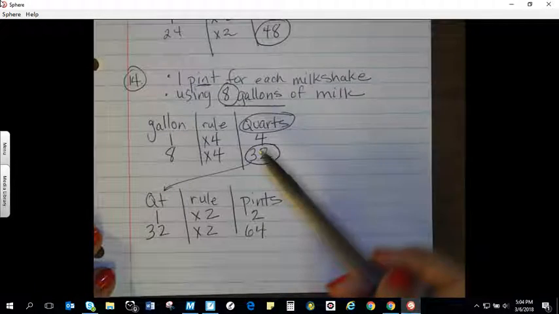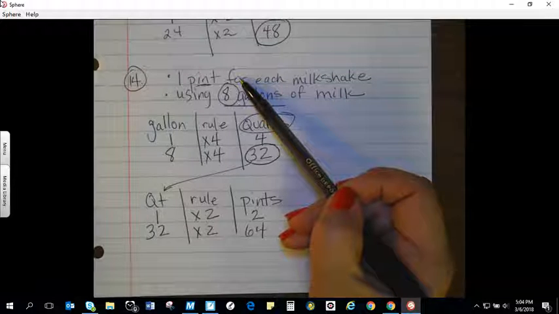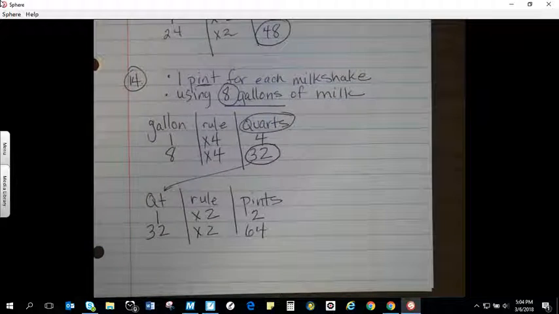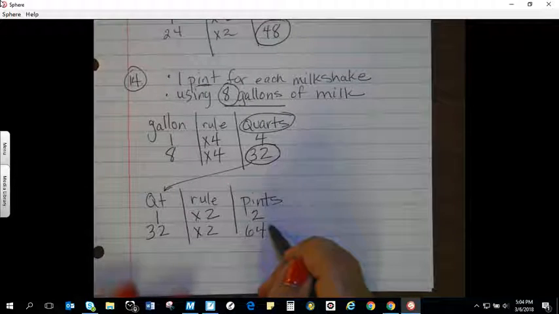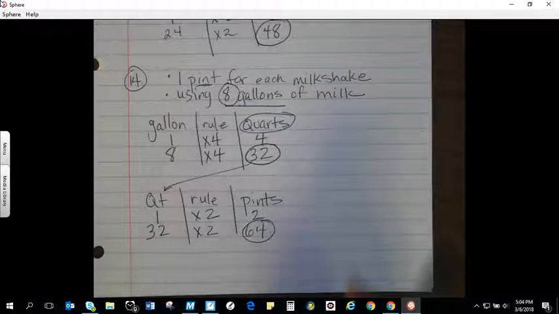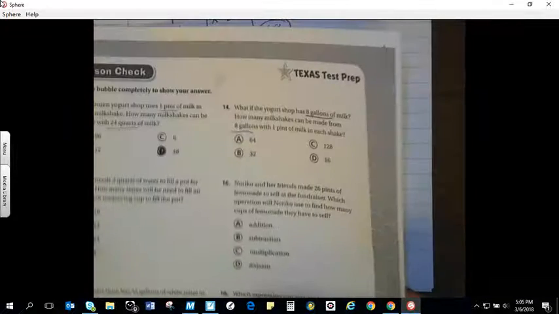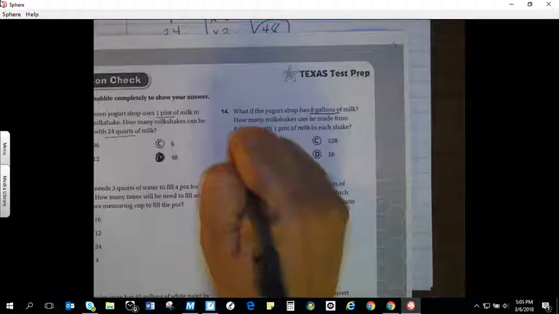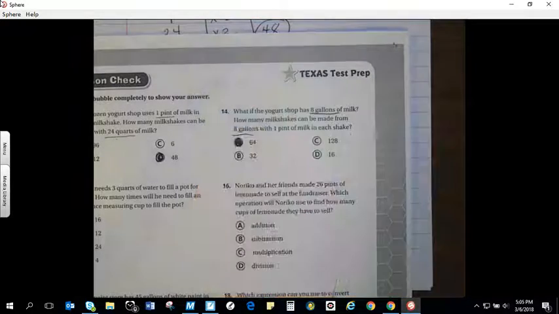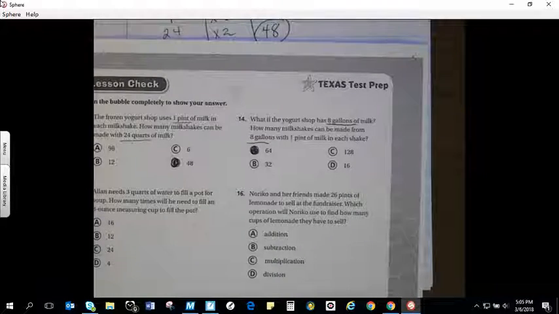Again, I have 1 pint per milkshake. So how many milkshakes am I then going to be able to make? Very good. 64, because I have 64 pints. Each one's going to make a milkshake. So I'm going to have 64. Okay? Again, please pause if you don't understand. Number 15.